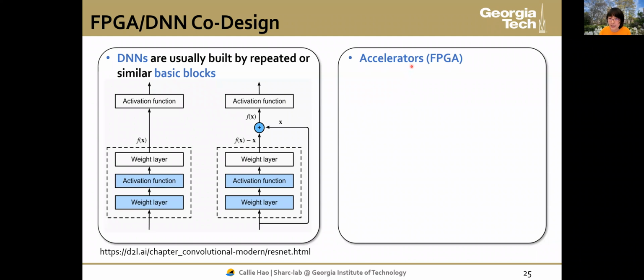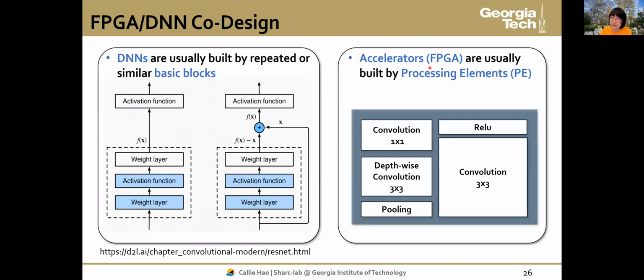And then when we come to the accelerator on FPGA, it's very similar actually. The accelerators are also usually built by processing elements. We call them PE. For example, this is an illustration of an FPGA accelerator that has different PEs. We have PEs for convolution 3x3, we have PEs for convolution 1x1, and so on and so forth. So we have this group of PEs, we have the accelerator, because these PEs can be reused by different layers. So this is how the accelerator is constructed. This is how the DNN is constructed.